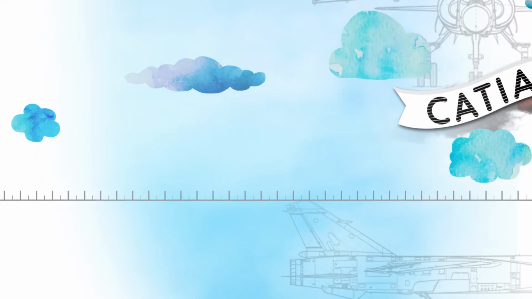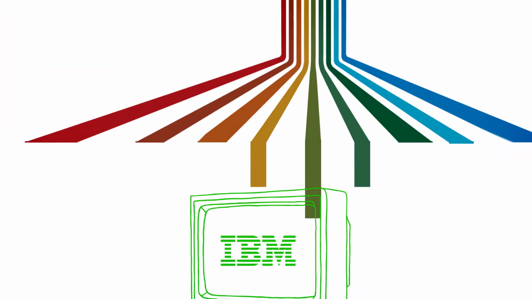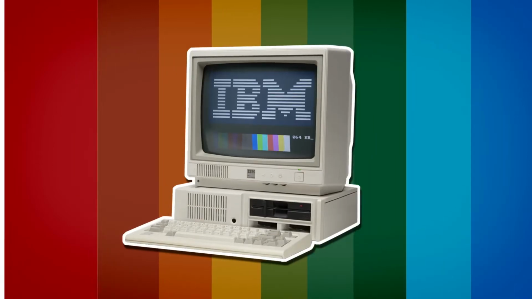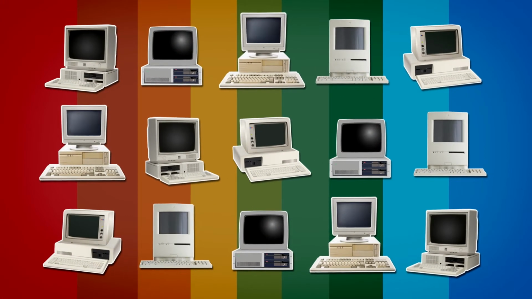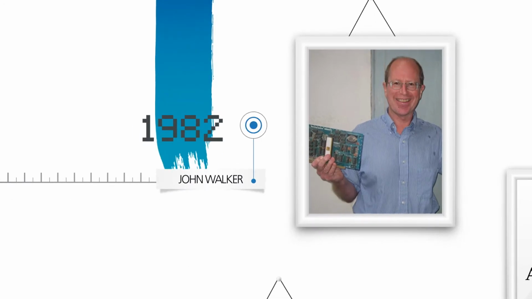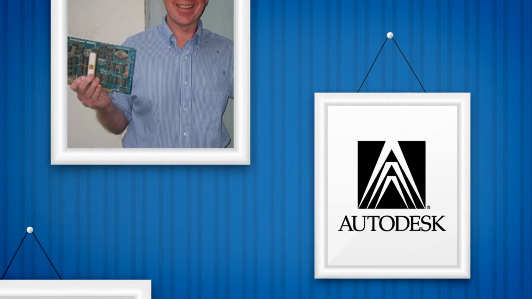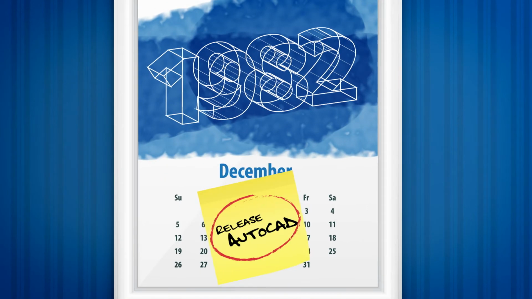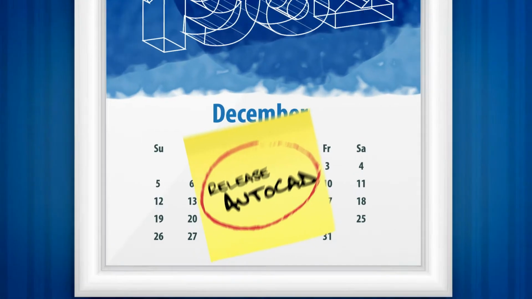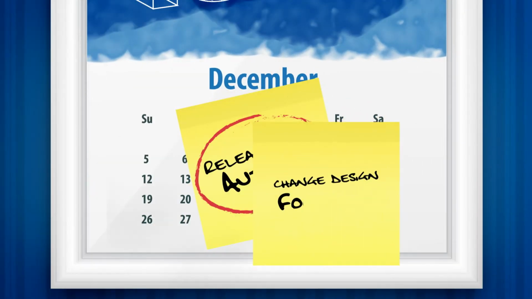But by 1981, with the release of the IBM PC, desktop computing becomes affordable to the masses for the first time, and we see the beginning of the boom that would soon follow. On its heels, in 1982, John Walker founds Autodesk, and later that year introduces AutoCAD, the first significant CAD program for the PC, changing the world of design forever.